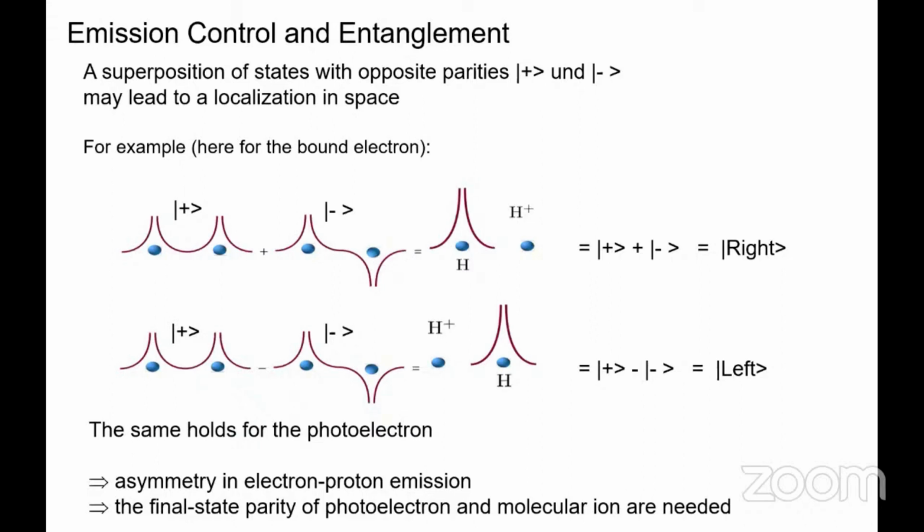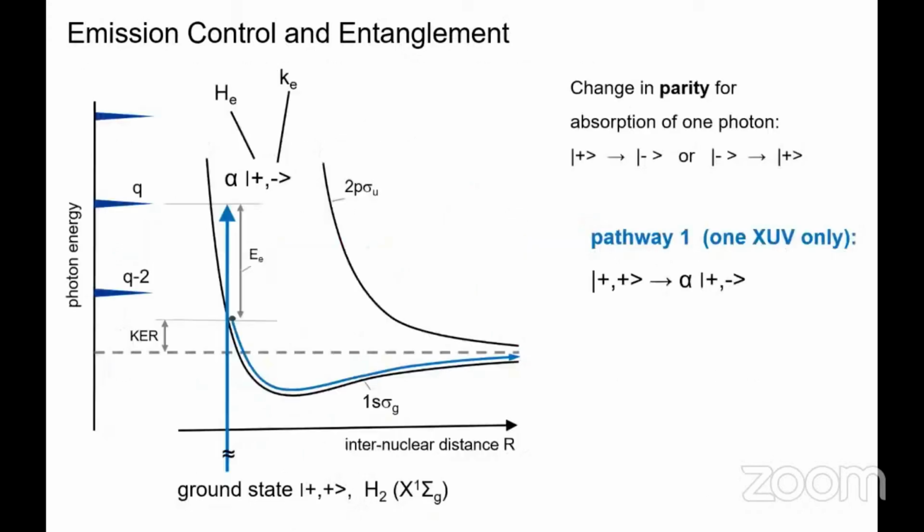But this makes only sense if I also have an external axis, so to say, or a direction, which I don't have in the present case. But I can write down the same kind of scheme for the photoelectron and then add probabilities like electron left, proton left, plus electron right, proton right would be positive asymmetry and vice versa. And so we have to look to the parity of the photoelectron and the molecular ion in the final state in order to understand our asymmetry that we measure. And that's what we did.